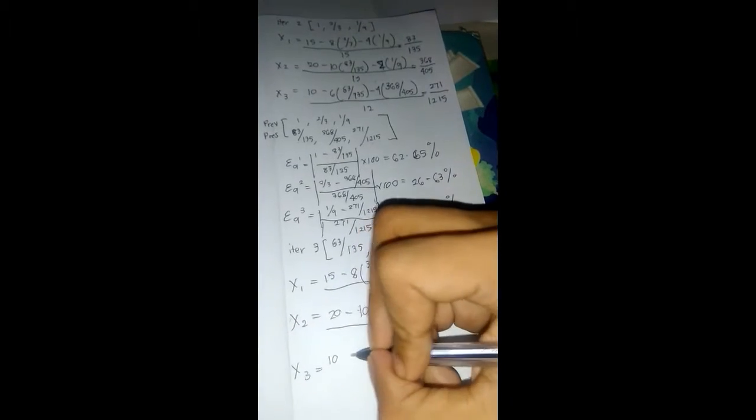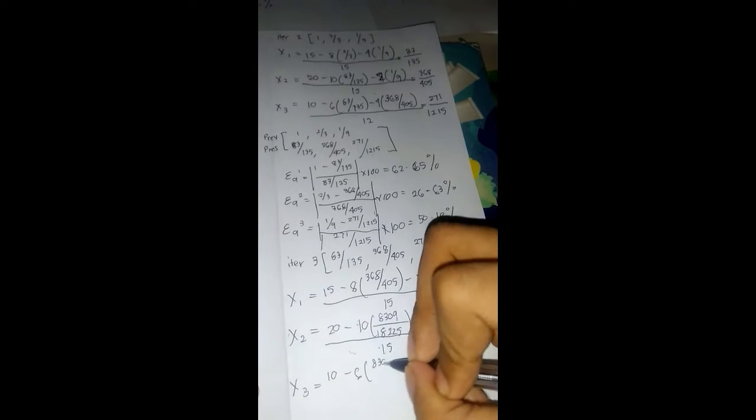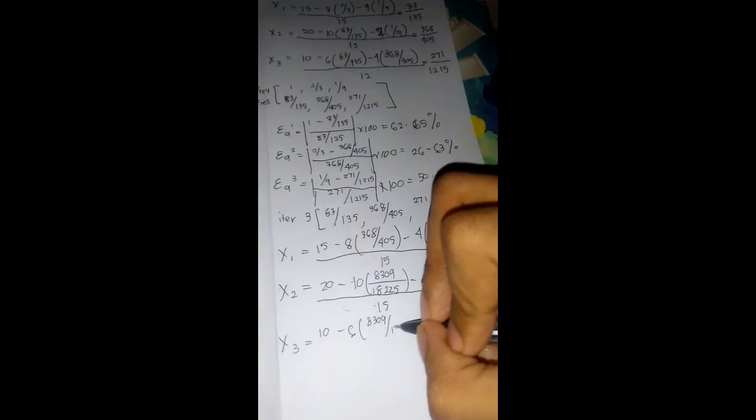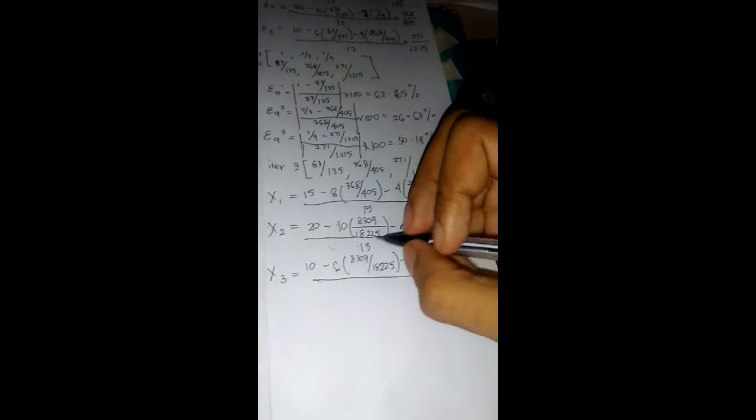Then for x3: 10 minus 6 times 8309 over 18225 minus 4 times 0.9996, all over 12. So you have a value 0.2721.